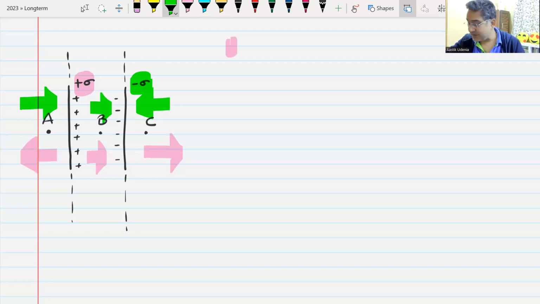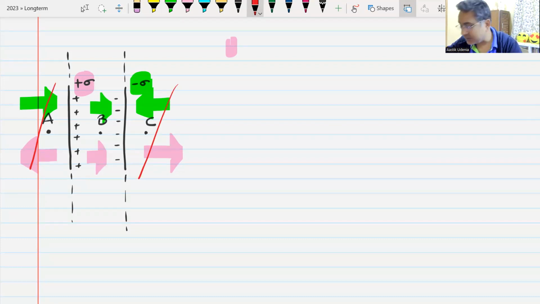So outside, whether it is at point A or whether it is at point C, both the fields are equal, but they are opposite in nature. Do we understand this? Yes, sir. So outside this will cancel, outside this will cancel, but inside both of them will be added up.